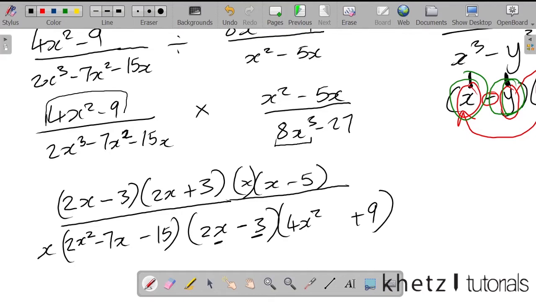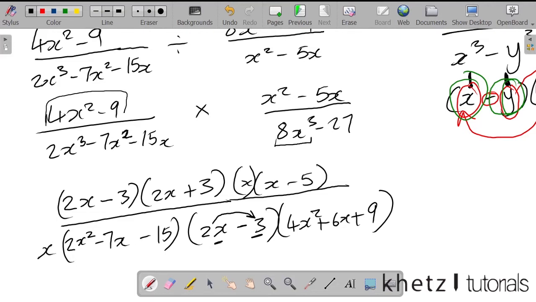Then in the middle, you're going to have 2x multiplied by negative 3, which is negative 6x. Then you're going to multiply that by negative 1, which is going to give you plus 6x. So that is what we basically have currently in there.